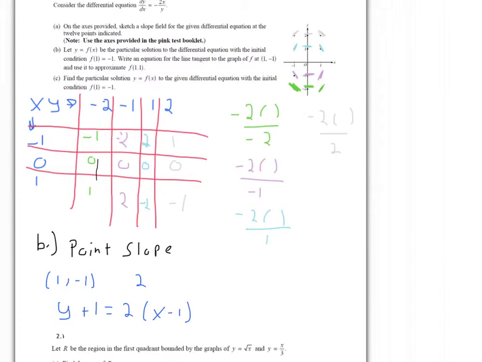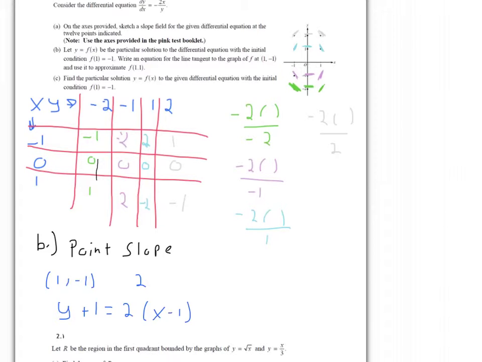And then it asks us to use this line to approximate the value of f when x is equal to 1.1. So if we want to approximate this when x is equal to 1.1, we're just going to plug in 1.1.